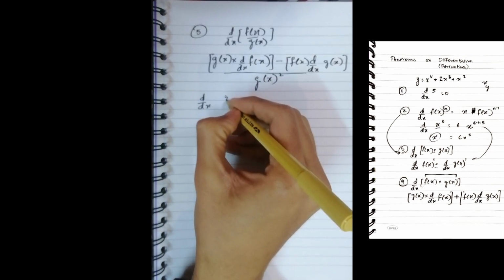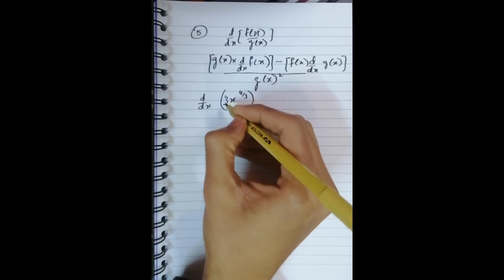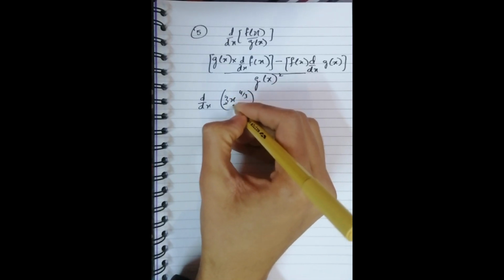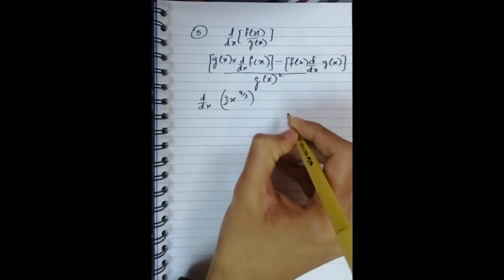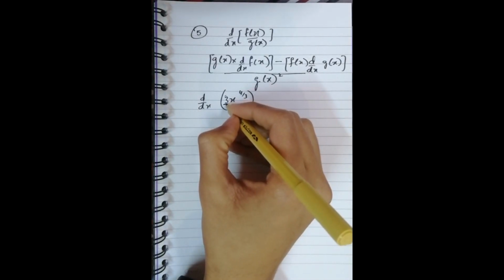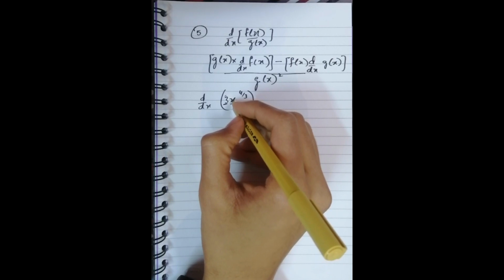So the first example is very simple, and it says that you have to find the derivative of 3x power 4 by 3. Now remember, 3 is a constant, but it is being multiplied to a variable, so it cannot be equal to 0. So 3 is multiplied by the variable x. X is the variable over here. Now I have to find the derivative of this function.